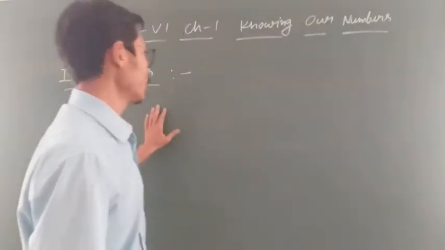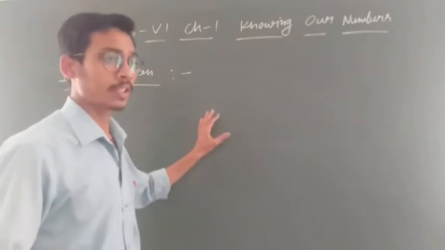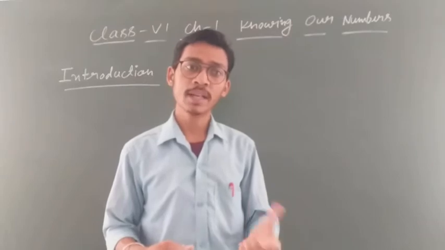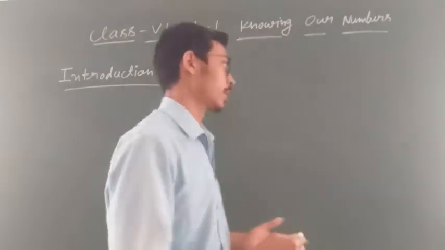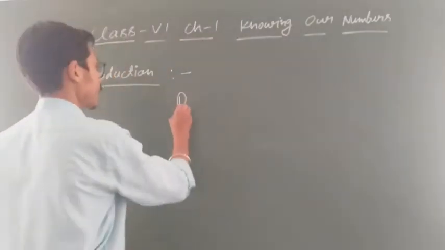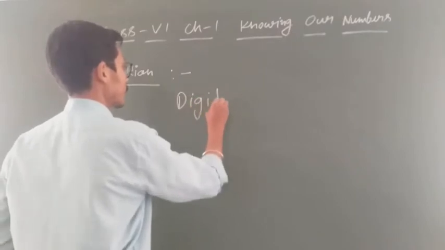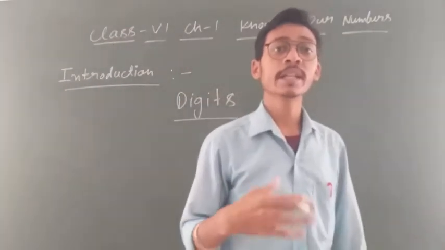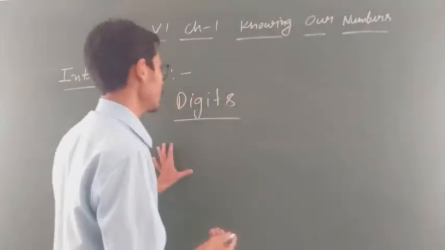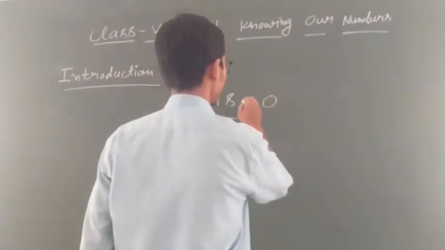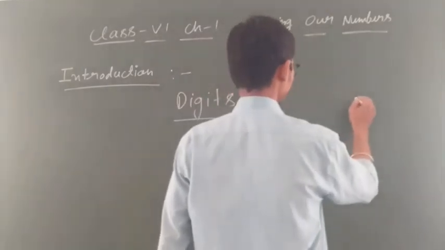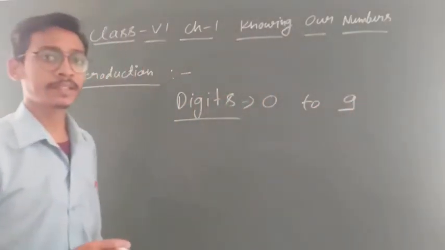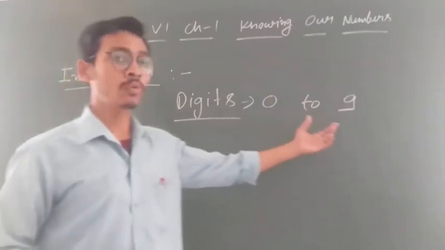Now the first thing is the number, students. This is the natural number, meaning counting number, like 1, 2, 3 and so on. Now the second thing is digits. What are digits, students? You know that digits start from 0 and go from 0 to 9. Digits are 0 to 9.